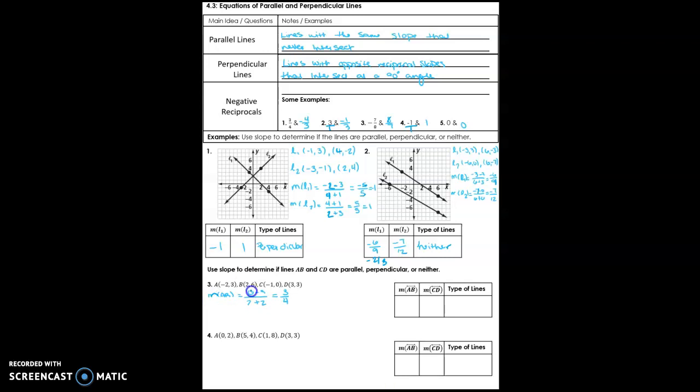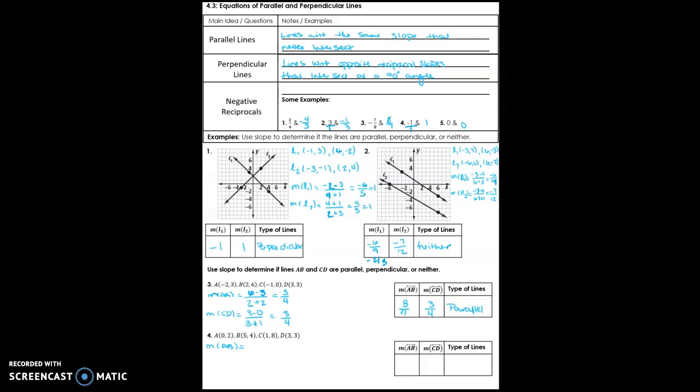And so you should get 6 minus 3 over 2 minus -2, which is 2 plus 2. So you should get 3/4 here. Okay? And then your second one, you have (-1, 0) and then (3, 3). So 3 minus 0 on the top, and then 3 minus -1, which is really the same thing as 3 plus 1, so you should get 3/4 again. So if you were to put this in your table, you get 3/4 here, 3/4 there. We know that since they have the same slopes here, they are parallel.